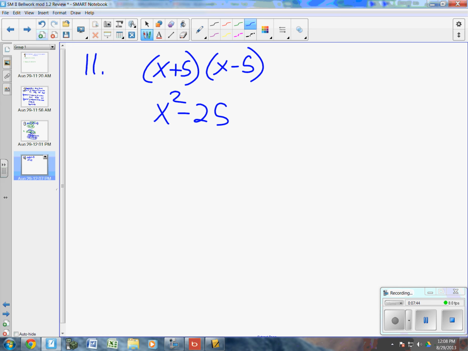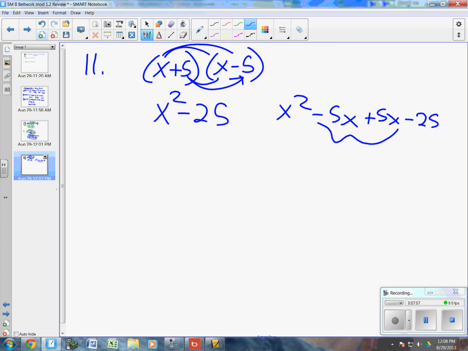Because when we multiplied this, if I was to FOIL, I'd get x squared, negative 5x, 5x, and 5 times negative 5 is negative 25. When I add these 2 middle terms up, just like Kenna said, you get 0 for that middle term, so you get the x squared minus 25. Everybody got that?